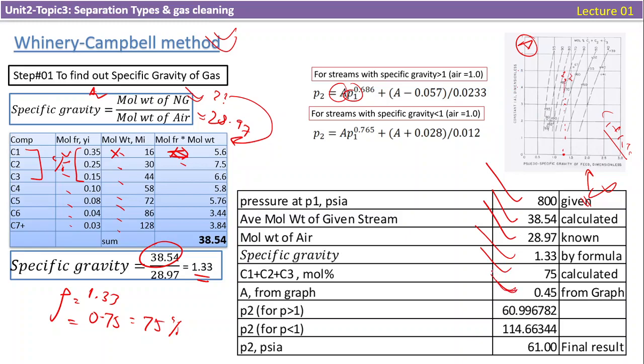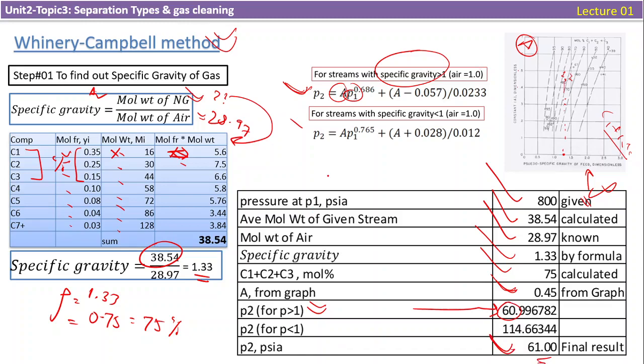So now we have to use the equation. Which equation is useful here? If the gas gravity is greater than 1, we have to use this equation, the first one. So gas gravity is greater than 1, we can use this equation. Using this equation we get the value as 60.99. So finally the value is 61 psi. That is the final value from the Vennery-Campbell method.